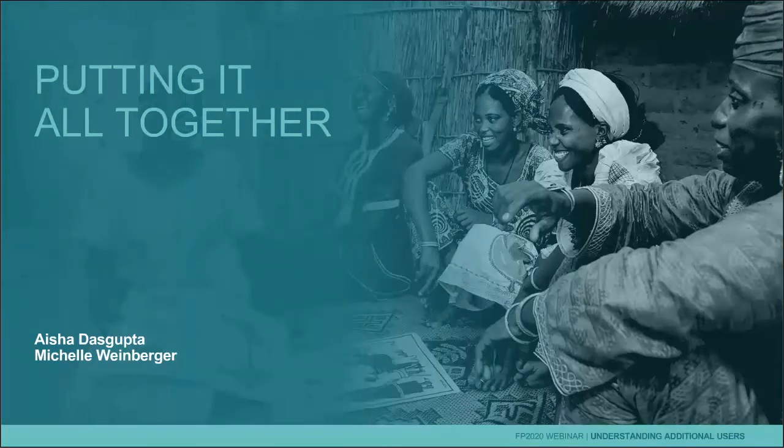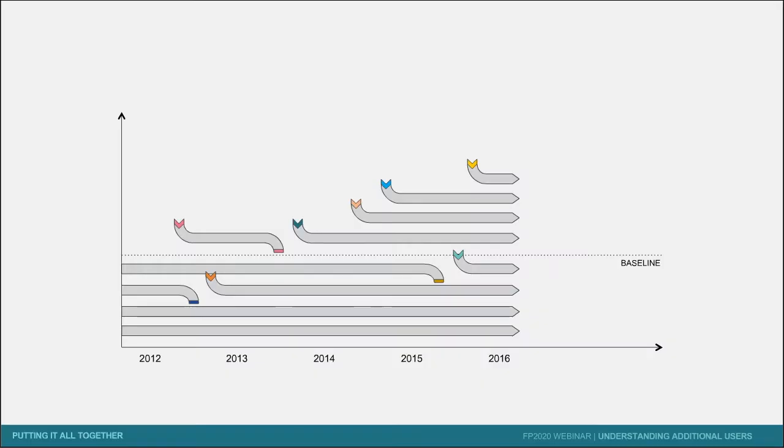So we're now going to put these two pieces together. We've defined the additional users metric and discussed the dynamics of contraceptive use. So we're going to bring those two concepts together now. Let's take a look at an example for 11 different women. Each line and color represents an individual woman. The horizontal axis is time, and let's imagine that we're starting in 2012 and ending in 2016, which is the most recent year that FP 2020 reported progress towards 2020.